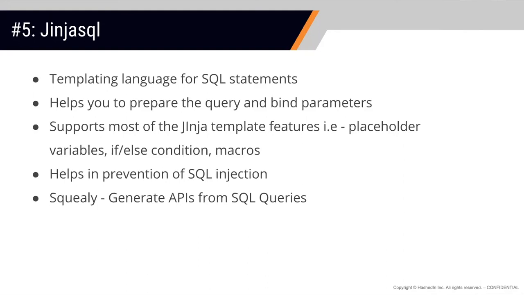So Jinja SQL comes to help with that, using which you can do all those things very, very easily and smoothly. It supports most of the Jinja template features like placeholders, variables, if-else conditions depending upon some parameter. If you want to have some if-else conditions in your MySQL query, that also you can do. And it supports parameter binding also, which indirectly prevents SQL injection problems. So this is about how you can write raw queries in Python, and how you can template in a better manner.